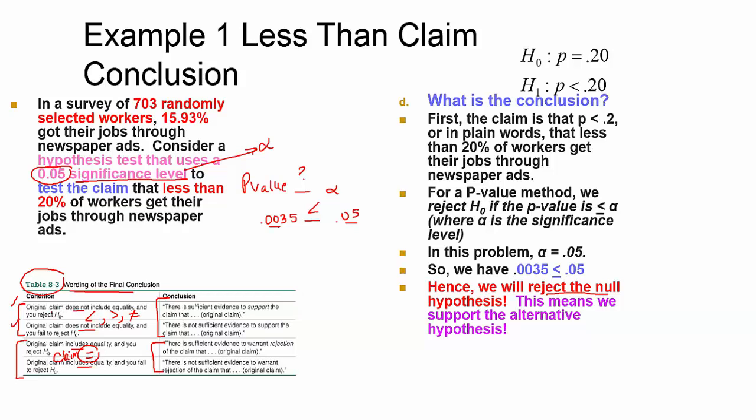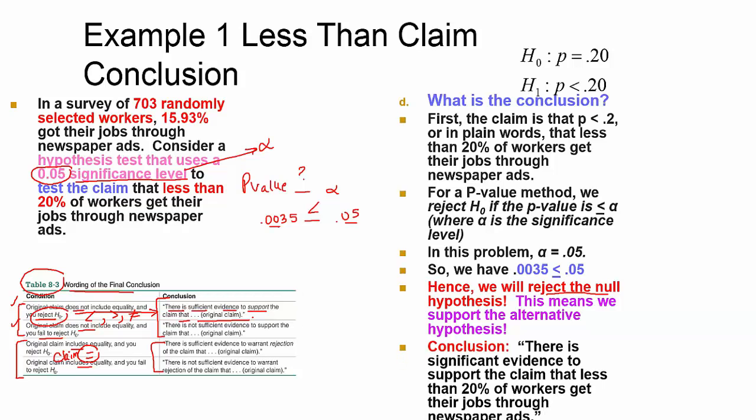Now the original claim does not include equality, so did I reject the null or did I fail to reject? And in this hypothesis test, we rejected the null. So I'm going to set up the wording of my conclusion using the statement, there is sufficient evidence to support the claim that, and then you will reference the original claim. So there is significant evidence, or you can say sufficient evidence, to support the claim that less than 20% of workers get their jobs through newspaper ads. So this is the conclusion we're looking for here.